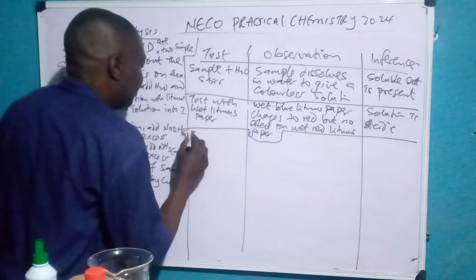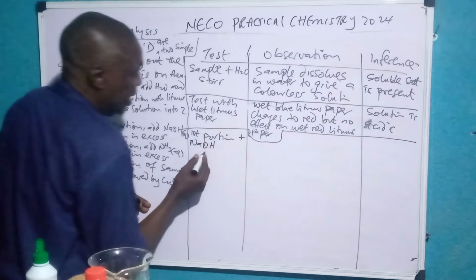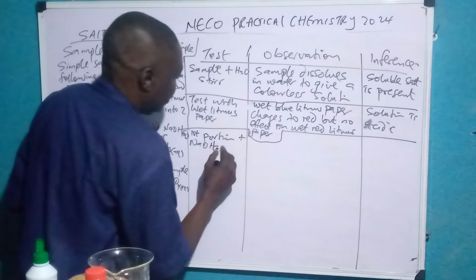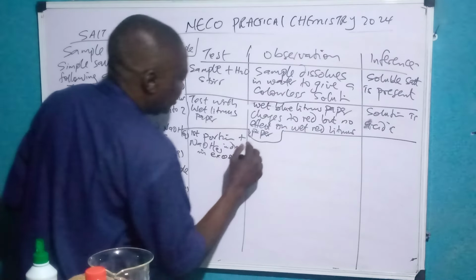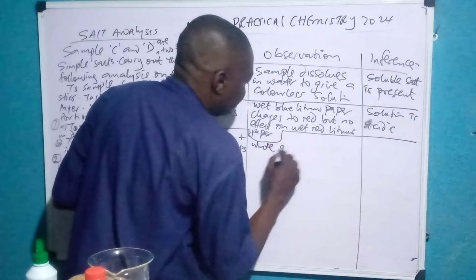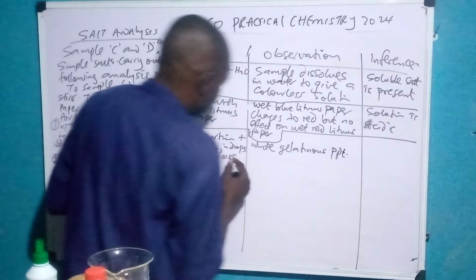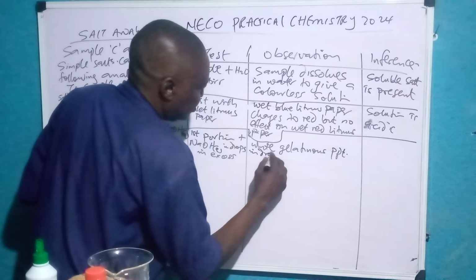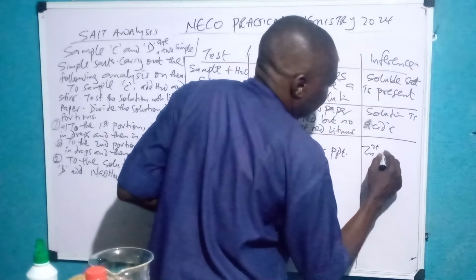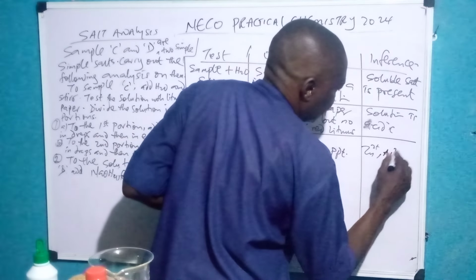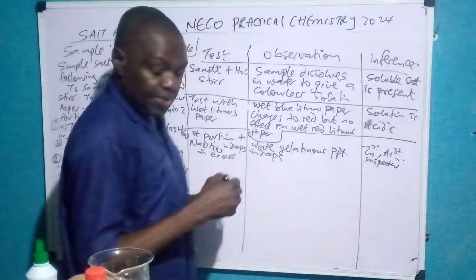So you say first portion plus NaOH. Aqueous, we don't write aqueous, they'll mark it wrong. In drops, in excess. You see white gelatinous precipitate in drops. Then here you have zinc and aluminium suspected. It's just suspicion for now.